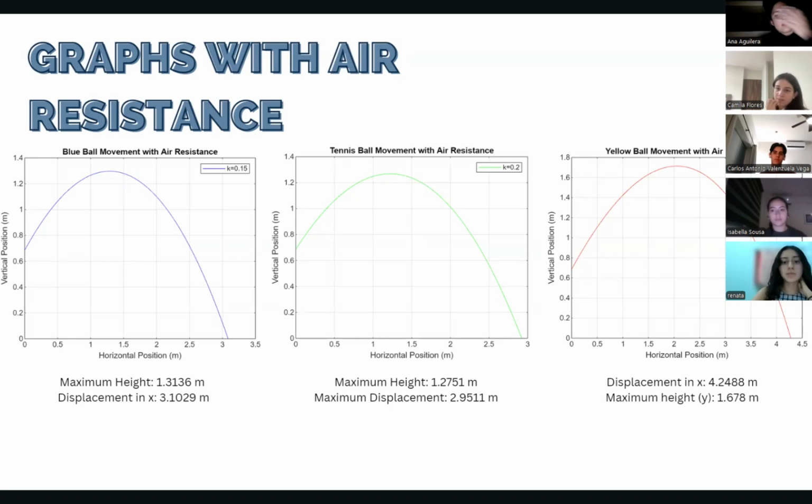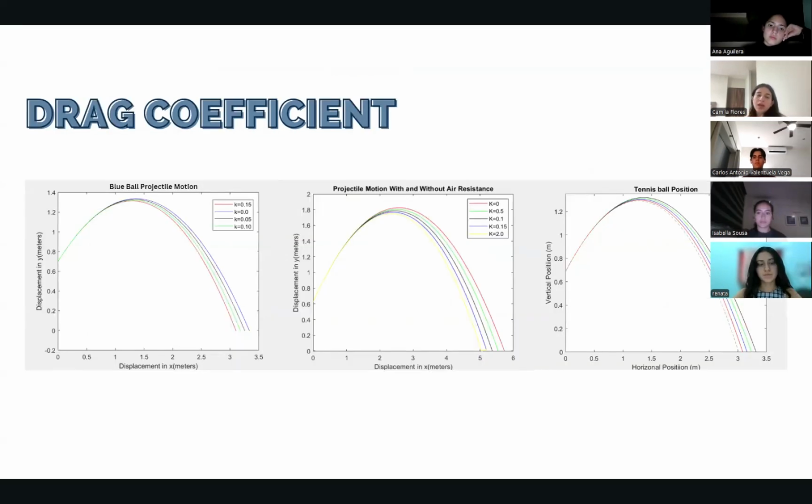And in each of them, you can see that this displacement in X actually matches the results we got from tracker, as well as the maximum height, because the K that we used was the one that got most similar to the air resistance in our own parabolic motion, depending on the object. And here you can see the different values of K which we tested the balls at, and the different drag coefficients.